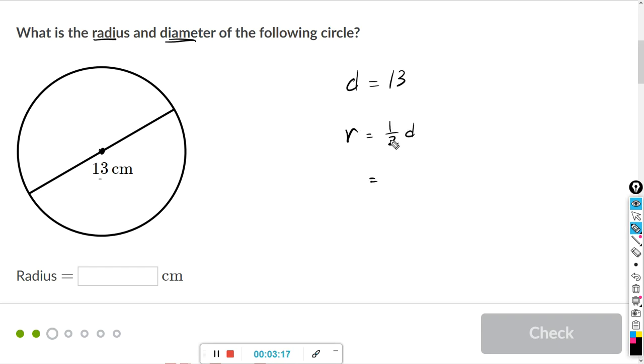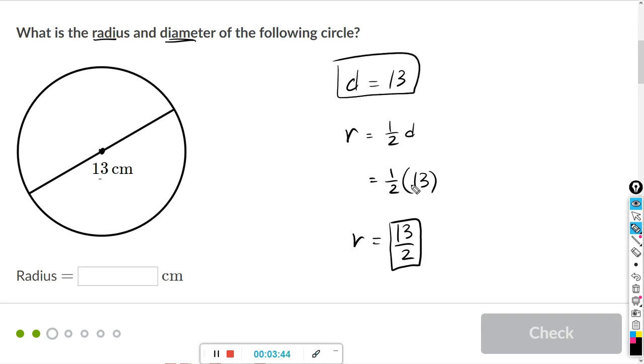So that's going to be 1/2, and for D, we plug in 13. It's going to be half of 13. You can do a decimal if you want, but really that's just going to be 13 halves. I think it's safer to write it that way. So for R, it's 13 halves, and for D, it's going to be 13.